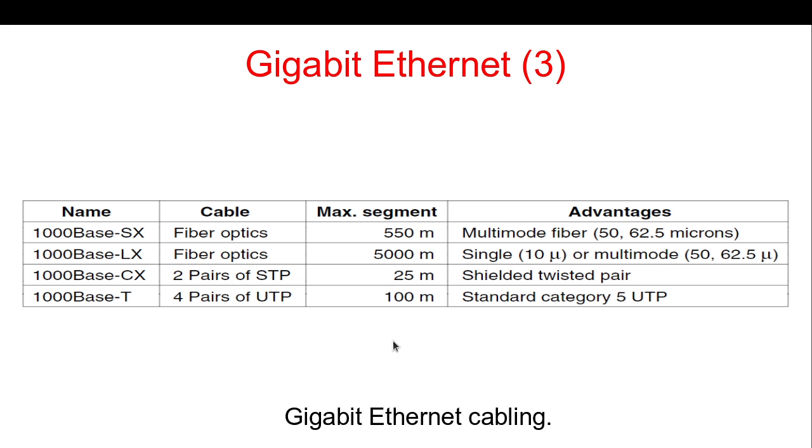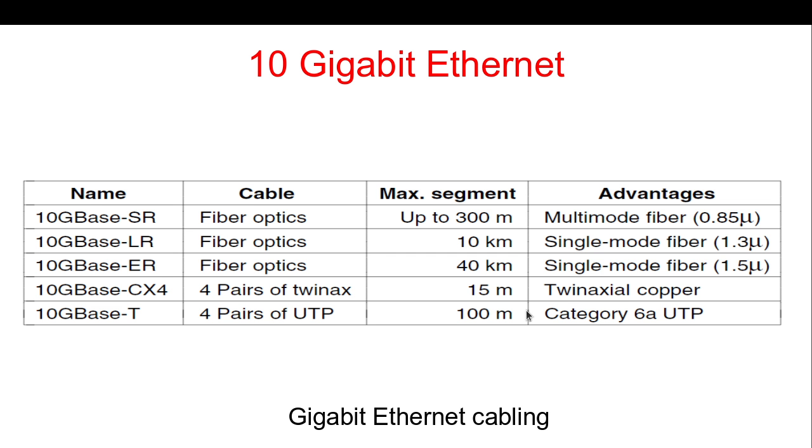The other cabling technology is twisted pair, where 1000 base CX has two pairs of shielded twisted pair, which can run only up to 25 meters. The maximum segment length can be only 25 meters. Shielded twisted pair is used here. The other technology, 1000 base T, uses 4 pairs of UTP, which can go up to 100 meters, which is standard category 5 UTP, unshielded twisted pair.